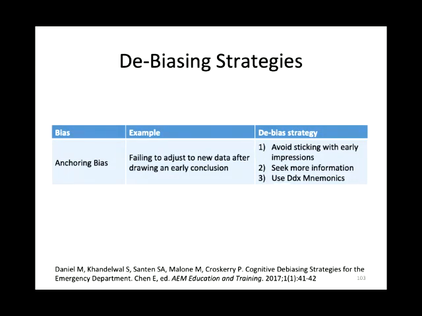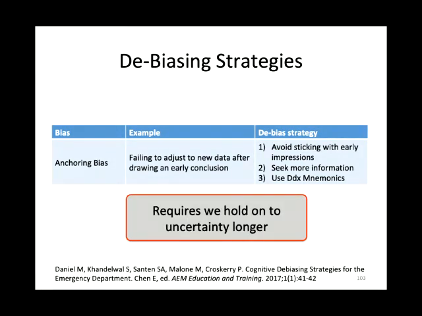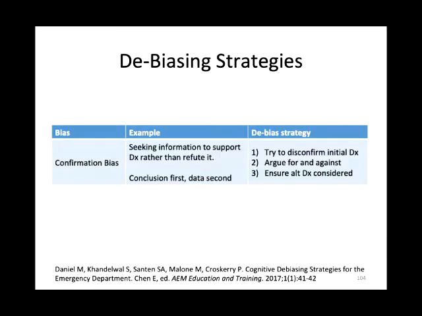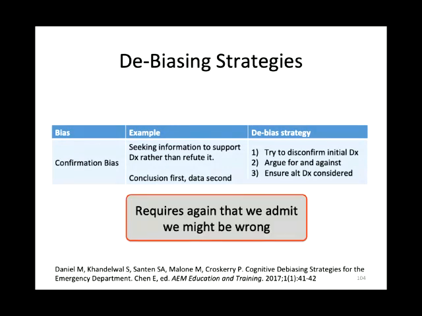Anchoring bias. So getting fixated on something. So the debiasing strategy: avoid sticking with early impressions, make sure you seek more information. And this approach requires that we hang on to uncertainty a little bit longer. Confirmation bias, so this is basically creating your conclusion first and then collecting your data second. So some of the strategies: try to disconfirm your initial diagnosis, argue both for and against, and ensure you have alternative diagnoses considered. And this, of course, requires that we admit that we might be wrong.